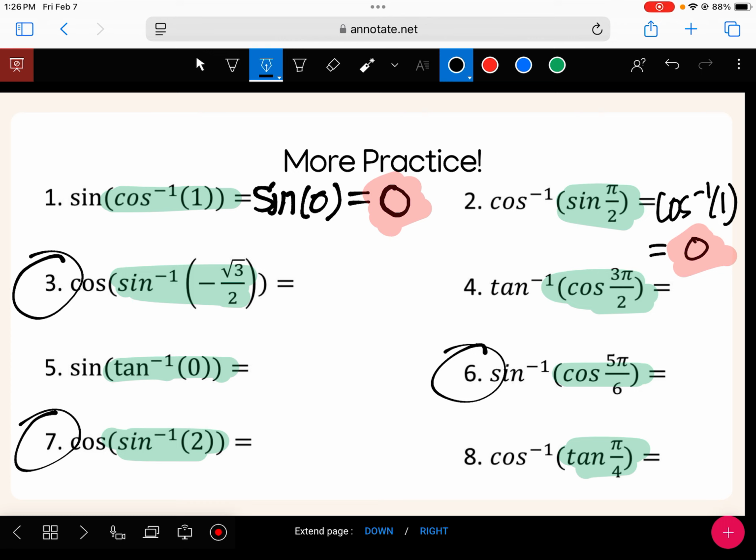Cosine. If you're watching cosine of it, then you go look at the sine of it, I'm guessing. That's sine.